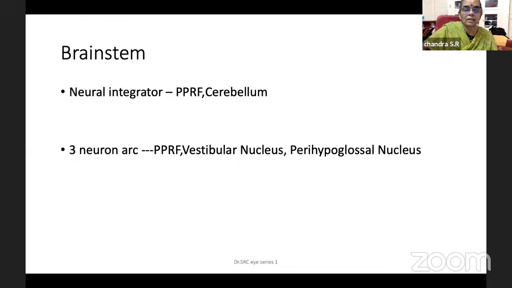And this neural integrator consists of the parapontine reticular formation and cerebellum. And there is another structure which fine-tunes this, called the 3-neuron arc, which is constituted by PPRF, vestibular nucleus, and perihypoglossal nucleus. So in the brainstem, information on the moving, stationary or novel target, head position, eye position, and body movement is integrated into a formula by the neural integrator, which is PPRF and cerebellum, and the synergistic 3-neuron arc, that is PPRF, vestibular nucleus, and perihypoglossal nucleus.